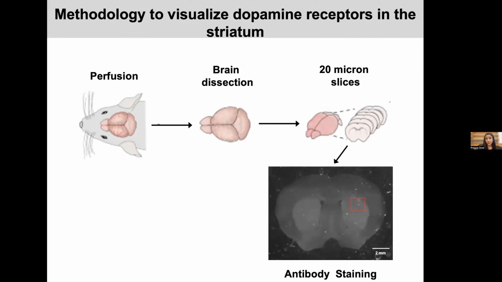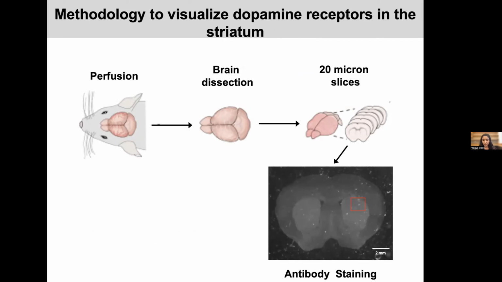So in order to visualize these receptors in the striatum, the methodology that I follow is shown here. I follow a typical immunostaining protocol where the animal is perfused, the brain is extracted and fixed in paraformaldehyde, and then 20 micron slices are made. I perform immunostaining with antibodies of interest on these slices and then image the dorsolateral striatum, again, because we're looking at the movement or the nigrostriatal pathway.